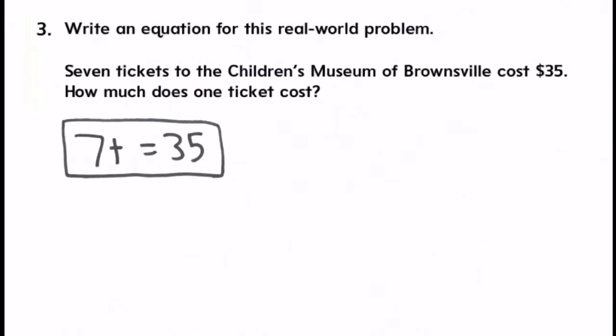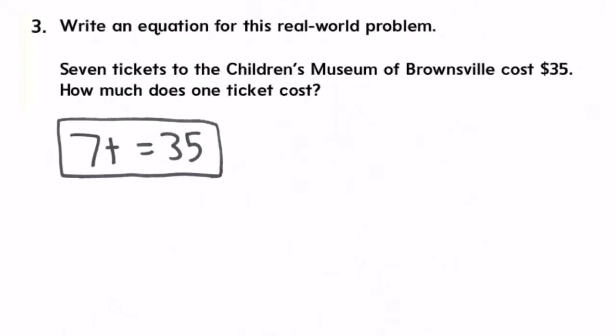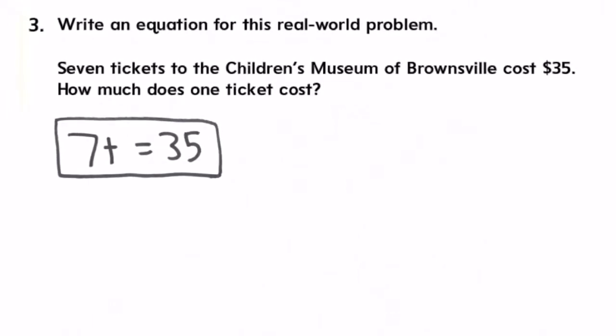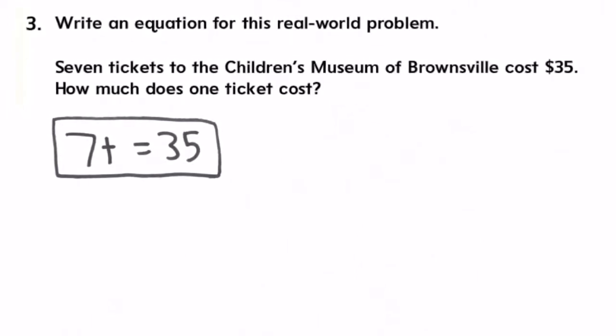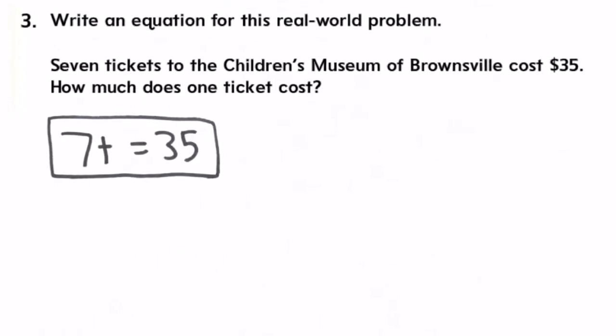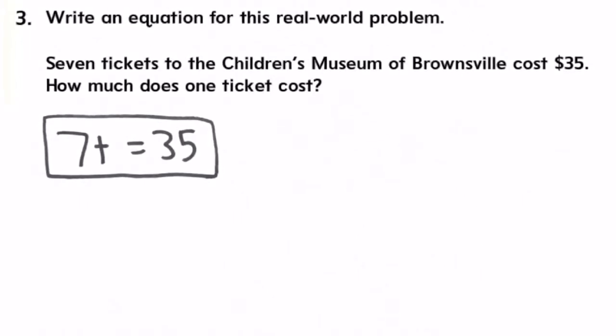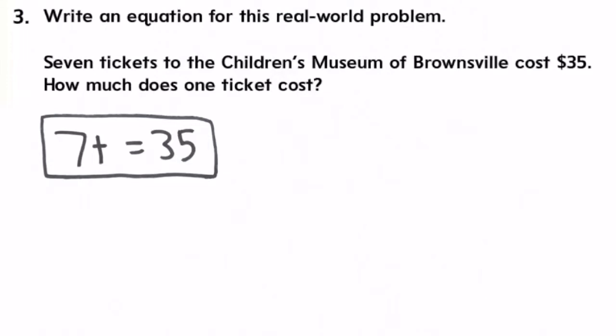And in the third example, they're saying that 7 tickets to the Children's Museum cost $35. If I want to know how much it costs for one, well, we'd have to think backwards before we actually solve it. You would do 7 tickets times T, the price per ticket, equals $35. That would be your equation right there.